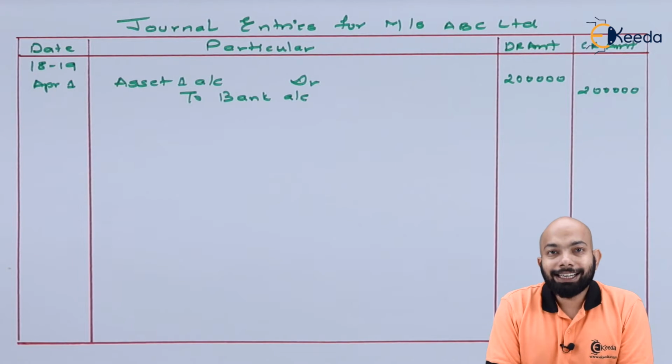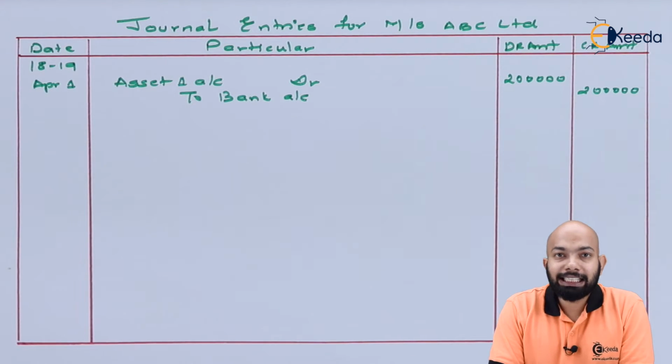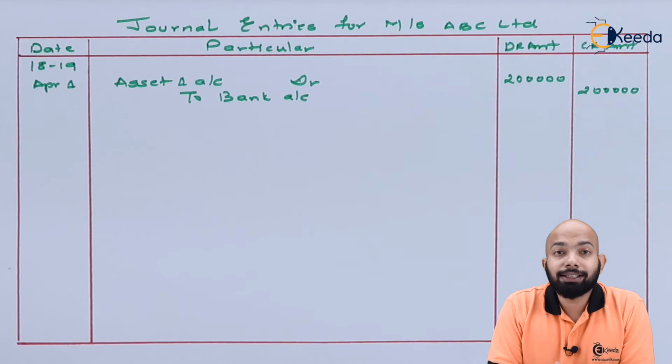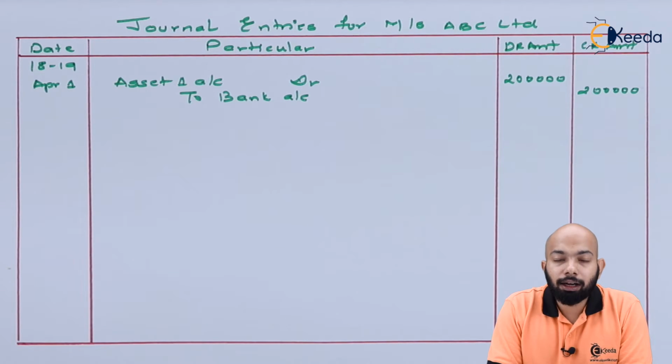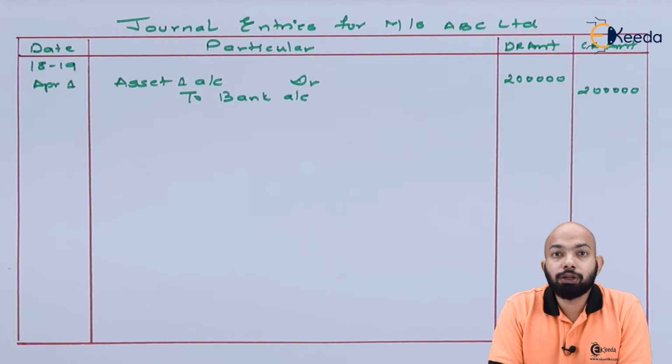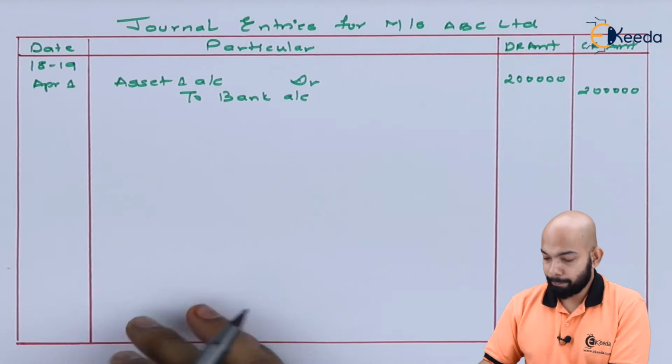So for the year 1819, we have the first journal entry, which refers to the purchase of asset number 1. Hence, the entry will be as of 1st of April, asset account debit to bank account, 2 lakh rupees. Next, we'll record the asset transaction to purchase entry.